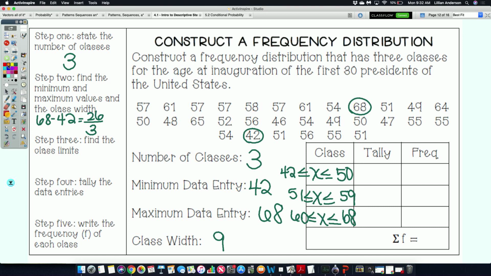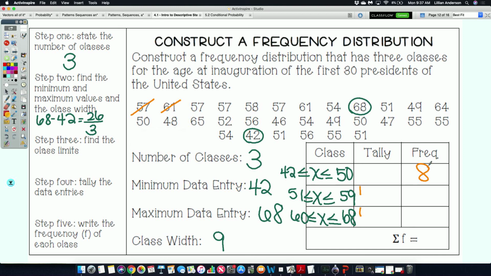So real quick, if you're confused on what we're doing, 57 lies in which class? The first, the second, or the third? Second. 61 is in which class? Third. And you're going to continue this to figure out the frequency of each class. So going through the process of figuring out how many go into which class, what was your frequency for the first class? 8. It should have been 8.